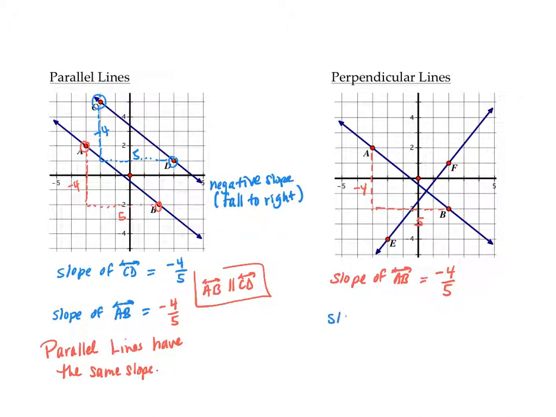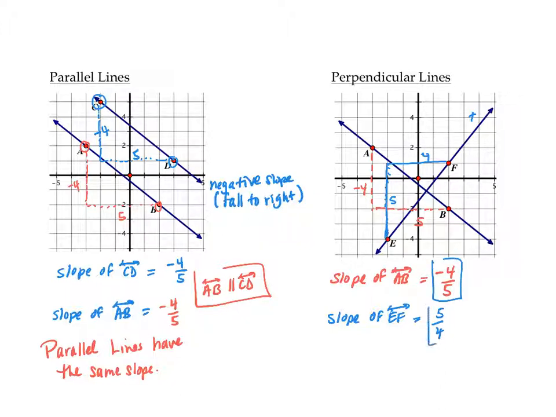Okay, switch lines and take a look at the slope of line segment EF. Going from E to F, we want to go up this time because this line has a positive slope. We're going up 1, 2, 3, 4, 5, and then to the right 1, 2, 3, 4. So this line has a slope of +5/4.